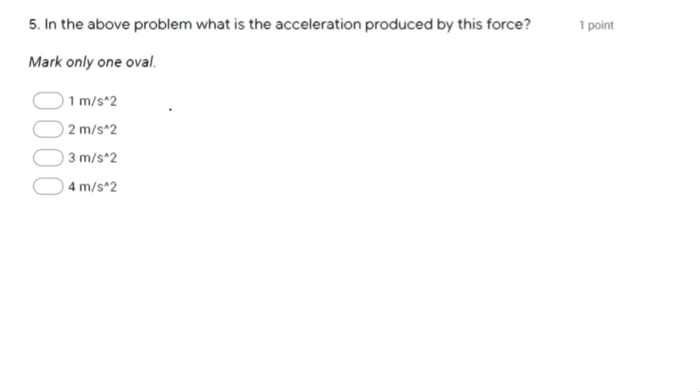Now let's discuss question number 5. In the above problem, what is the acceleration produced by this force? As we already wrote, acceleration is equal to F by 9. We know the maximum force here is 27, divided by 9, that is equal to 3 meter per second square. So option 3 is the correct answer.